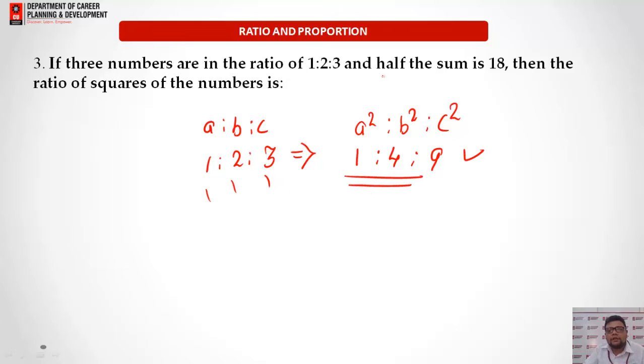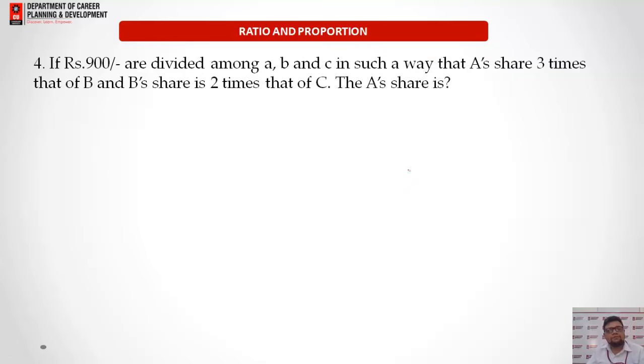There is no need of this part. So we must remember which of the part is required and which of the part is not required. So this value is not required in this question. We can directly find the square value of A, B and C. Okay. Now let us take one more question.